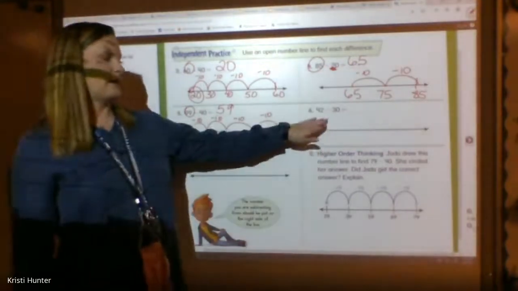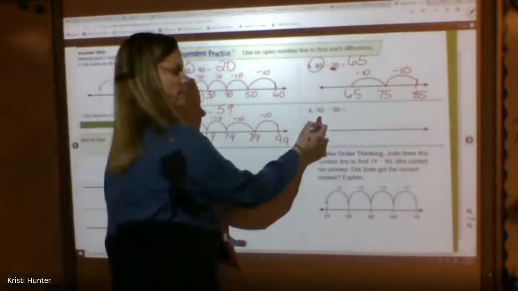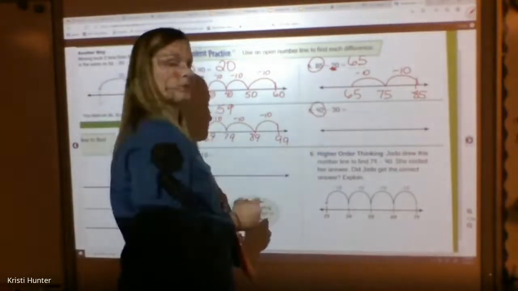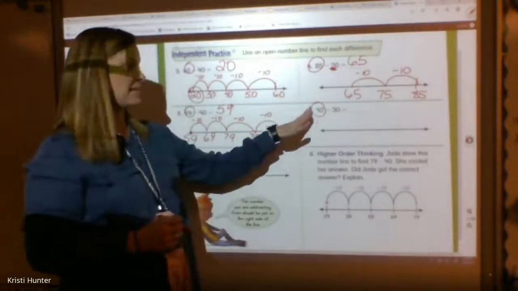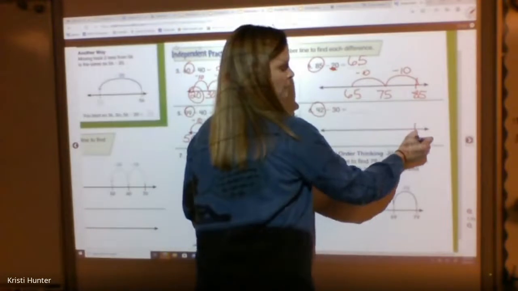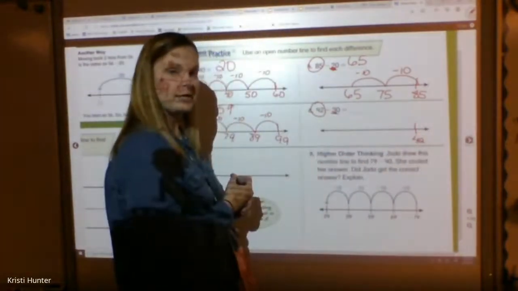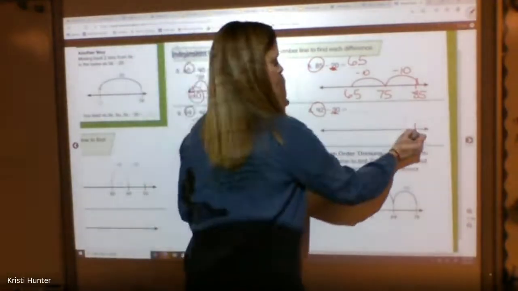All right, how about number 6? 42 minus 30. Again, starting at my big number. Remember, when I subtract, my big number always has to be my first number. So I'm going to take 42 and I'm going to minus 30. How many tens is 30? 3. So here we go.